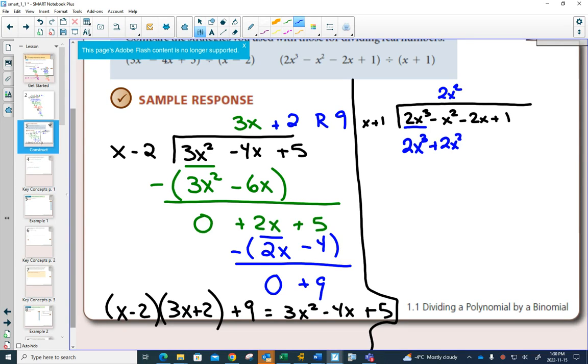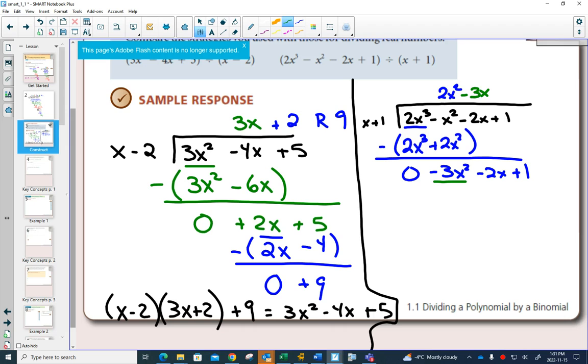Put it in brackets and subtract. This will be 0. Negative minus 2 will be minus 3x squared. And then the other ones will just come down because you're subtracting. Negative 2x minus nothing. 1 minus nothing would still be 1. Switch colors. Now my first term is a minus 3x squared. Is there something I can multiply x plus 1 by to get a minus 3x squared? Negative 3x.